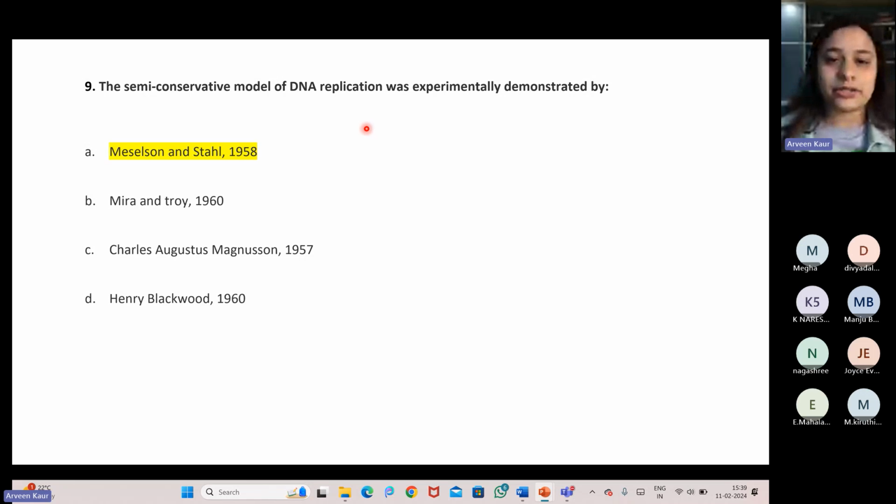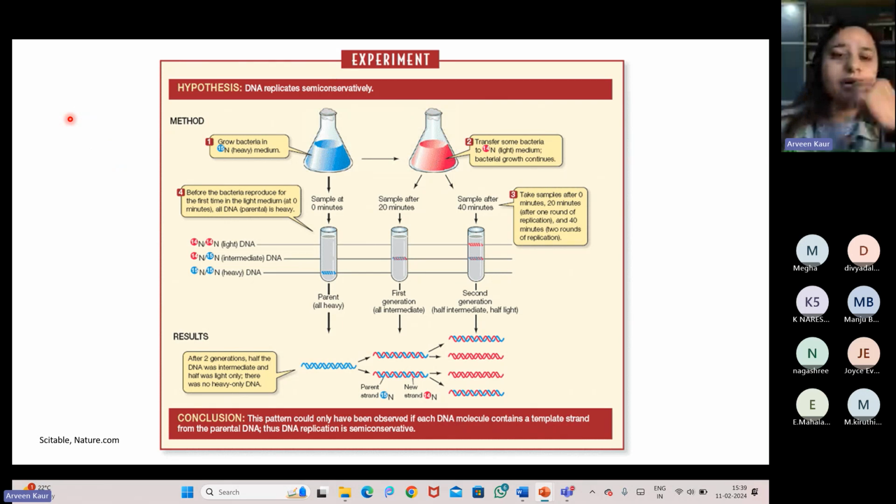I hope you remember what models of DNA replication they had hypothesized and how they proved that semi-conservative was the model that was actually true. That is actually how DNA replicates, right? But we are briefly going to talk about it over here. So, for example, this was a very, very good representation that I picked up from Cite-able, and this basically shows how Meselson and Stahl came up with a hypothesis.